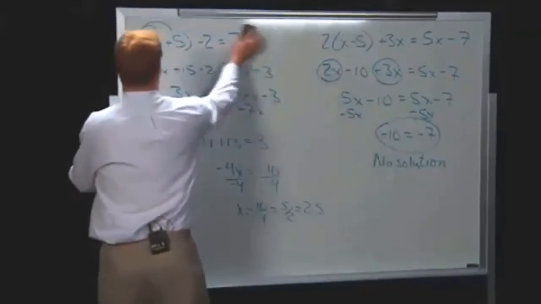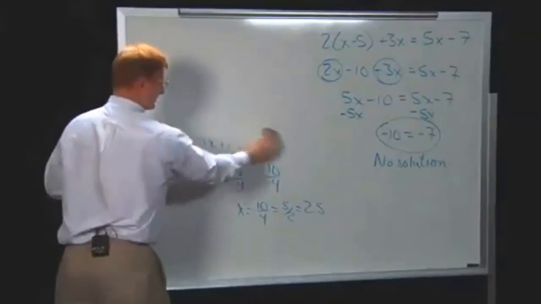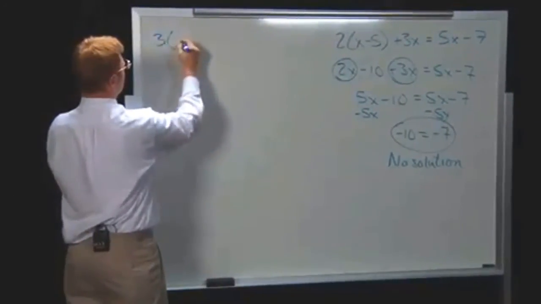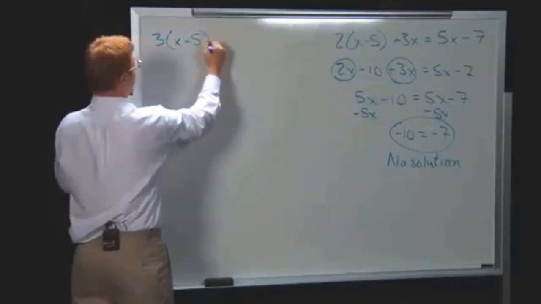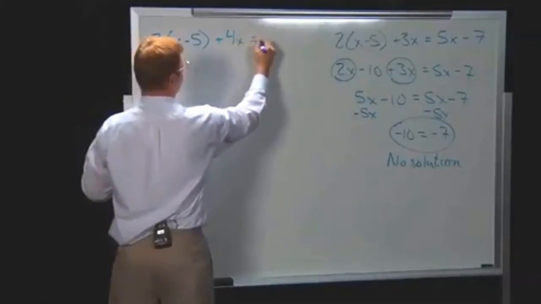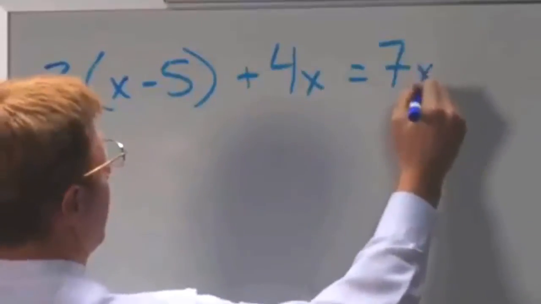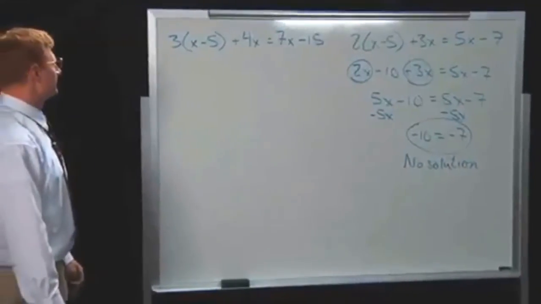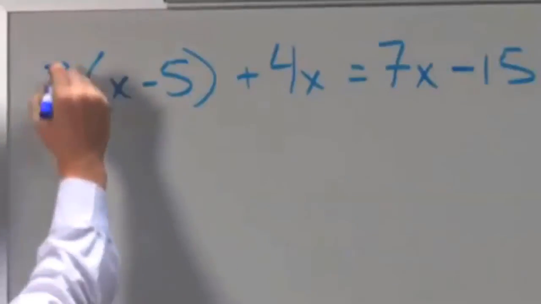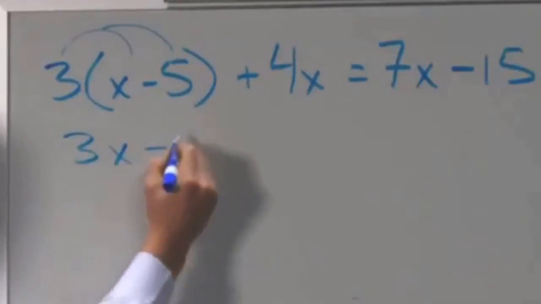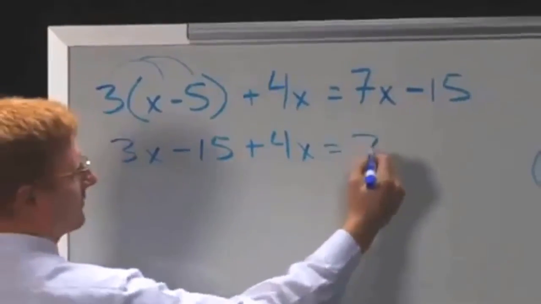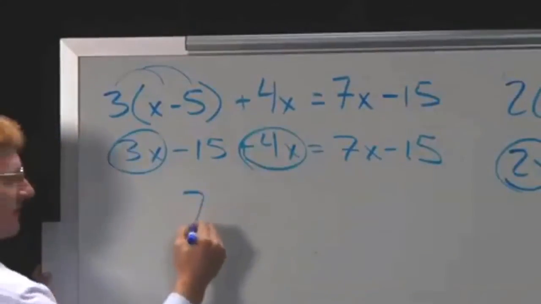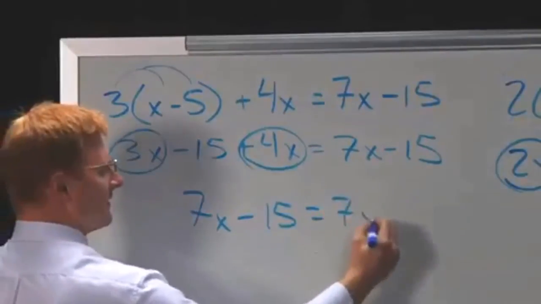By a minor adjustment, a very similar thing will happen with a completely opposite result. So if we did something like 3 with these x minus 5 plus 4x equals 7x, something like that. We're going to do the same thing we did before, jump the 3 in. Now over here we have a 3x, we have a 4x. They can combine. You have a 7x minus a 15, 7x minus 15.